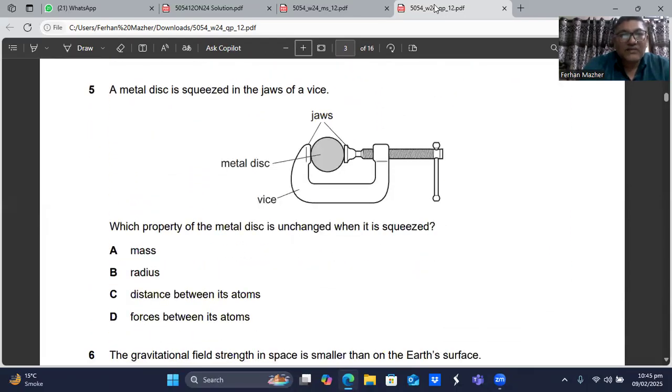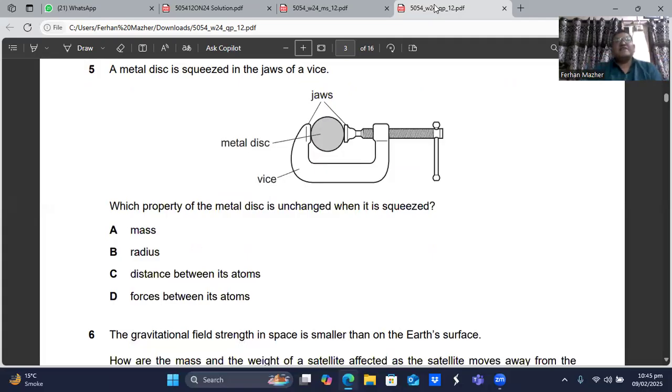Then we have question number 5. It says a metal disc is squeezed in the jaws of a vice. A vice is a device which holds things. Which property of the metal disc is unchanged when it is squeezed? Mass. Obviously mass will not change whether you change its shape by pressure, by squeezing. Radius will change. Distance between its atoms might change because you decrease the volume. Forces between its atoms might change if you reduce its size.